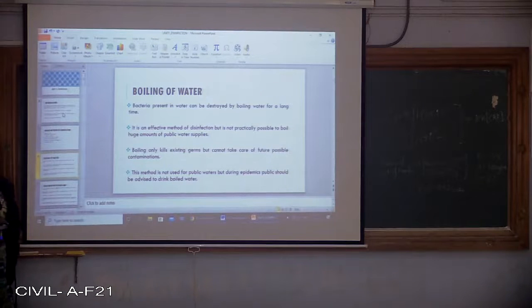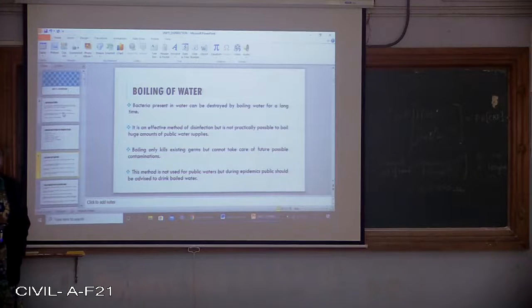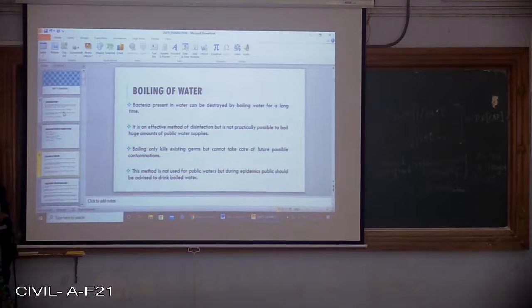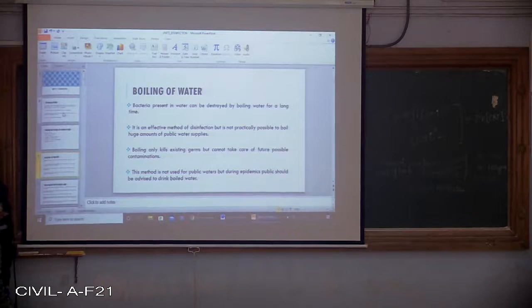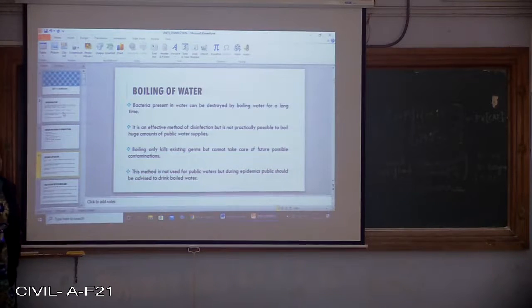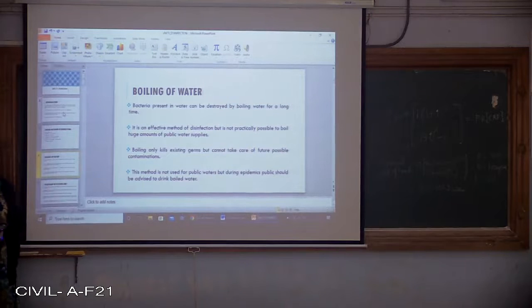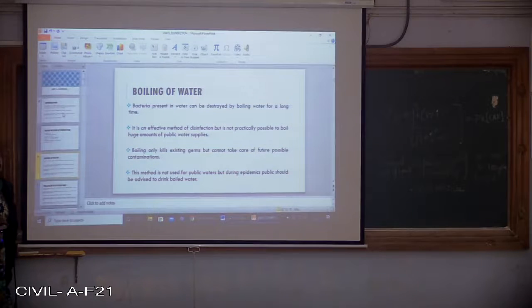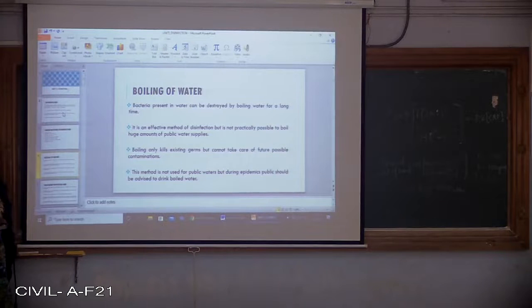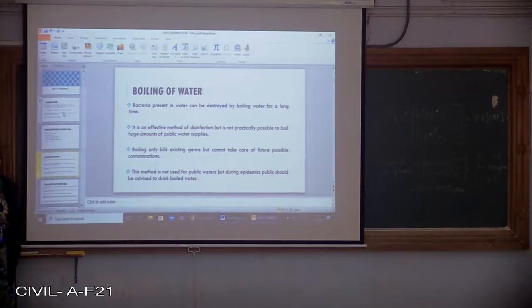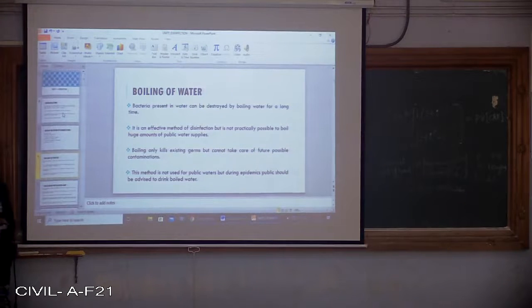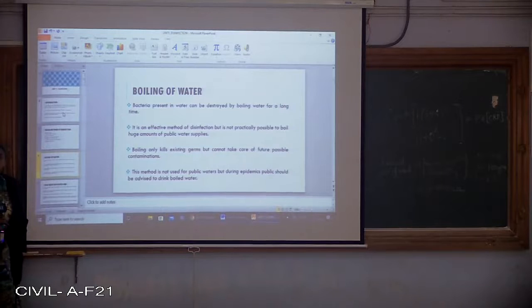So it is an effective method of disinfection, but it is not practically possible to boil huge amounts of public water supplies. Whenever we go for this particular method, the boiling of water treatment is only possible for household purposes. Means individually you can go for boiling the water. When it comes to the public service, we cannot go for a large quantity of water to be boiled and then supplied.